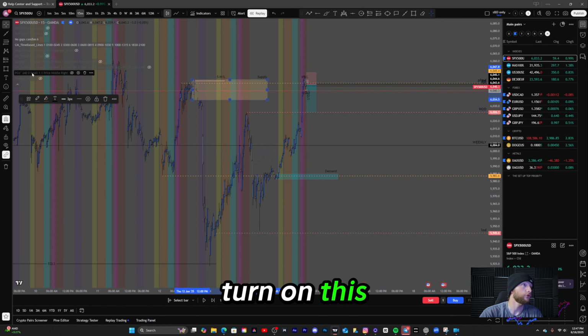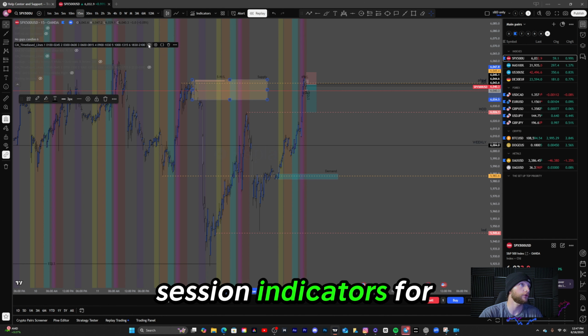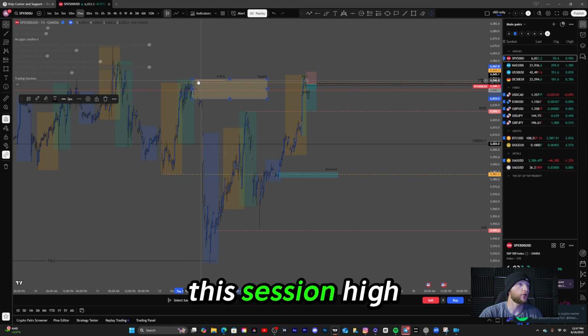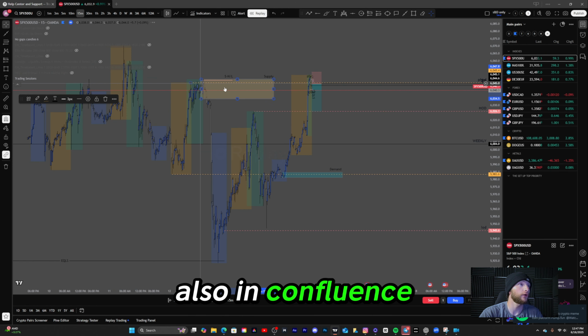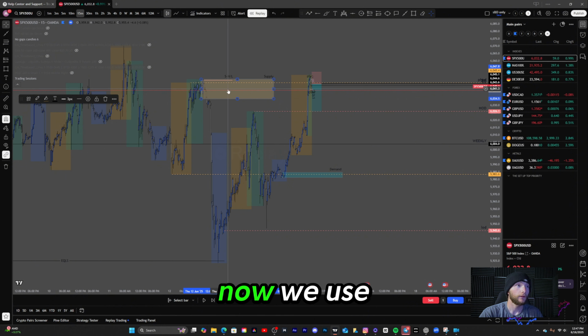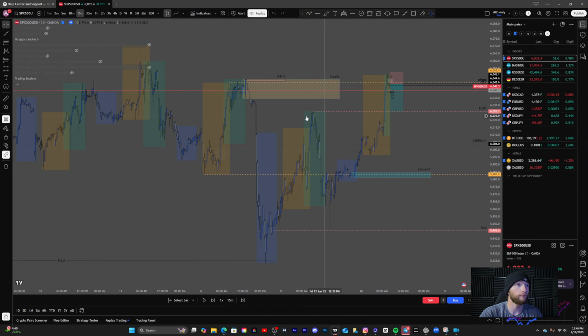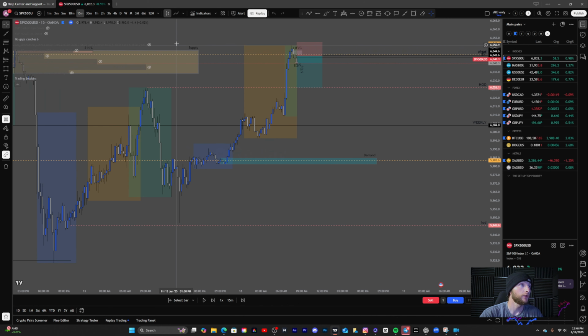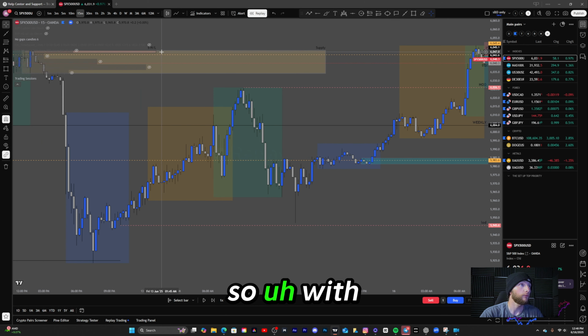Now I'm going to turn on this session indicator. I have 2 session indicators for a reason. So we had this session high here also in confluence with this area of interest here. Now we use session highs and high of days as a confluence because it's a strong liquidity level and it's also a strong key level. So with that in mind, we had this sweep here.